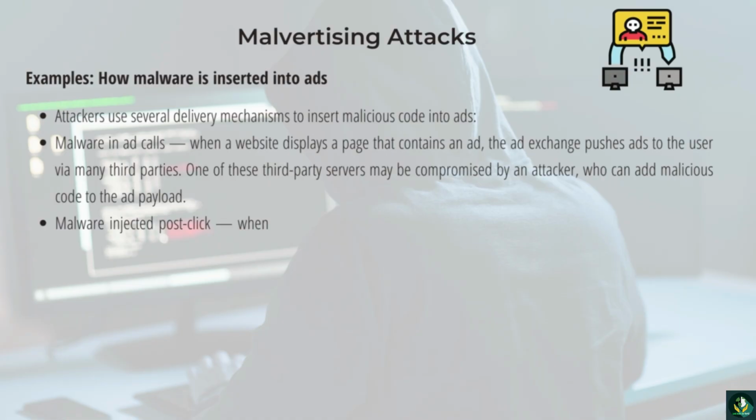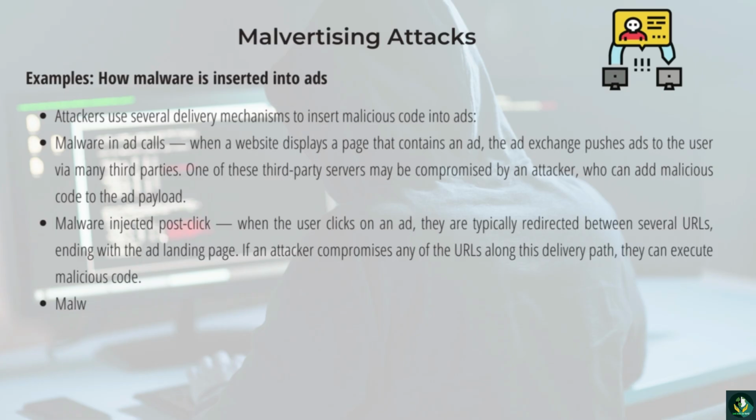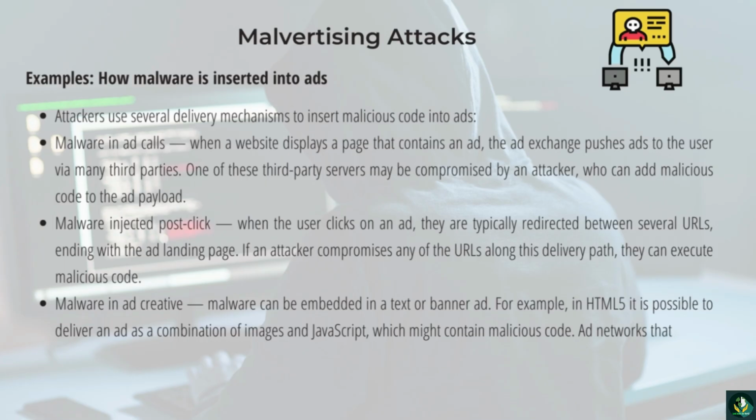Malware injected post-click. When a user clicks on an ad, they are typically redirected between several URLs, ending with the ad landing page. If an attacker compromises any of the URLs along this delivery path, they can execute malicious code. Malware in ad creative. Malware can be embedded in a text or banner ad. For example, in HTML5, it is possible to deliver an ad as a combination of images and JavaScript, which might contain malicious code. Ad networks that deliver ads in Flash .swf format are especially vulnerable.